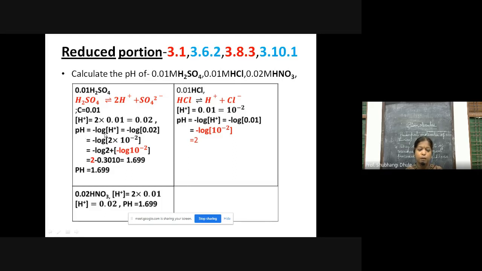pH is equal to minus log of H plus ion concentration. Put the value: minus log of 0.02. Now it is very clear that we are finding the minus log of the H plus ion concentration, and that is nothing but the pH.